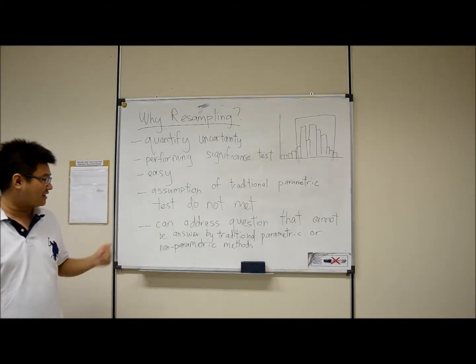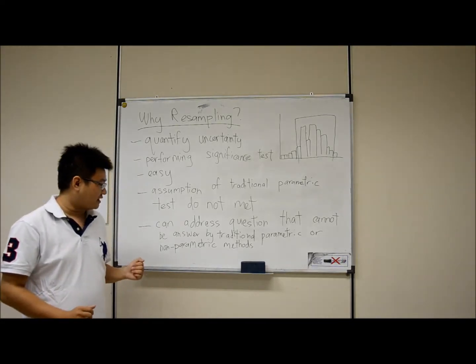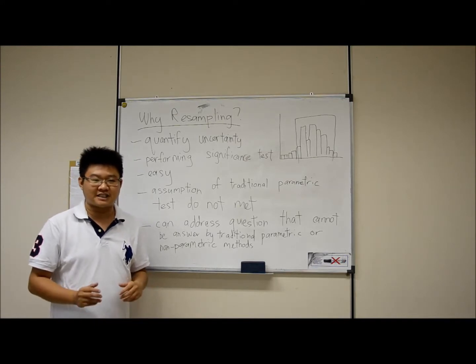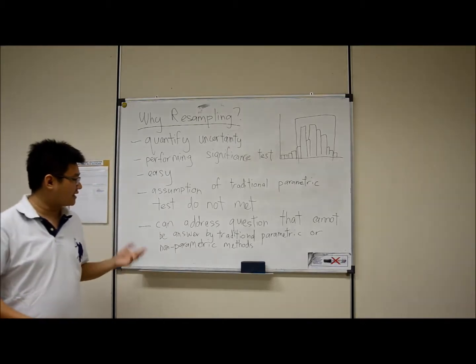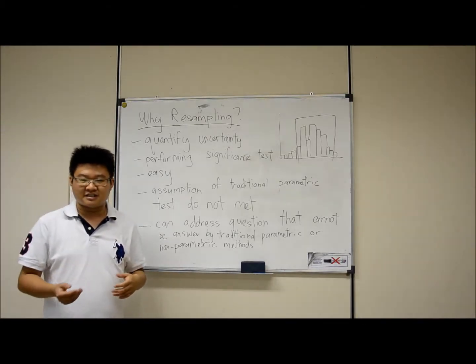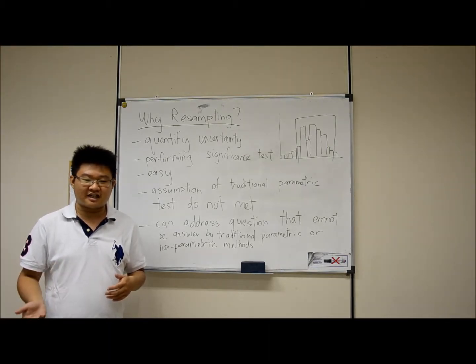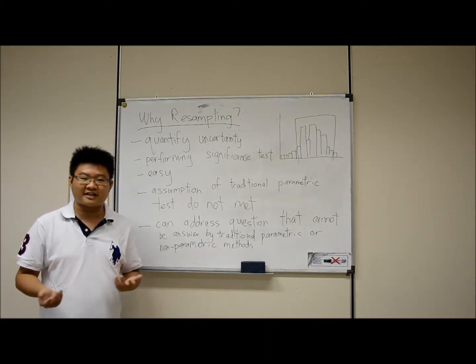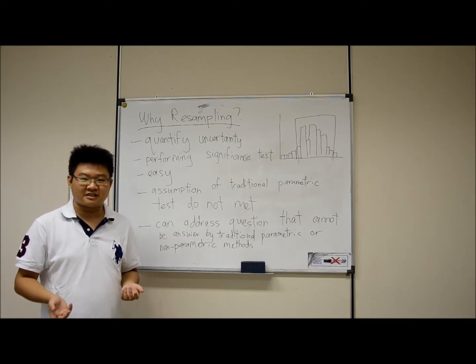Lastly, we can address questions that cannot be answered by traditional parametric or non-parametric methods. For example, we can calculate the ratio of means or medians. The resampling methods for calculating the mean, the ratio of means, medians, and so on are the same. So we don't need to find new methods to calculate the mean and medians. Thank you. Do you think there are other advantages apart from what Ang has said?